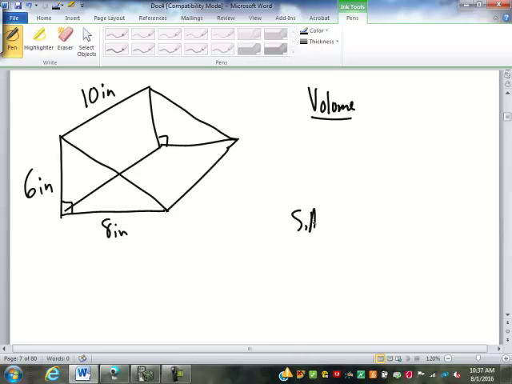Volume and surface area for this one. So for volume, as always, our first step is the area of the base. But on this one, the base is not on the bottom. The base is the triangle on the end. That is the only face of this figure that has the exact same shape on the opposite end. So that area, we have the 6 and the 8 do form right angles, so we can use those to find the area. So it's 6 inches times 8 inches divided by 2 is 24 square inches.